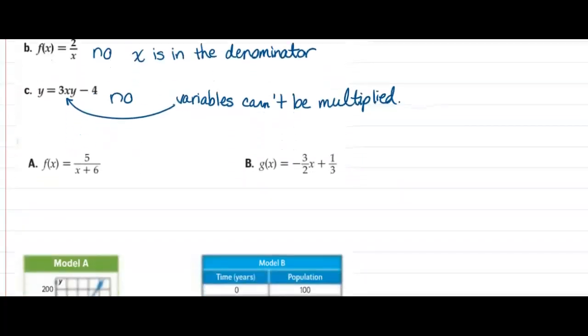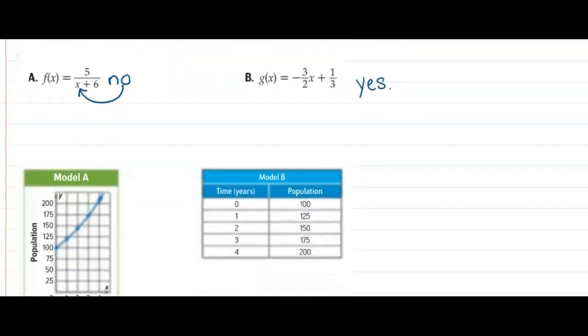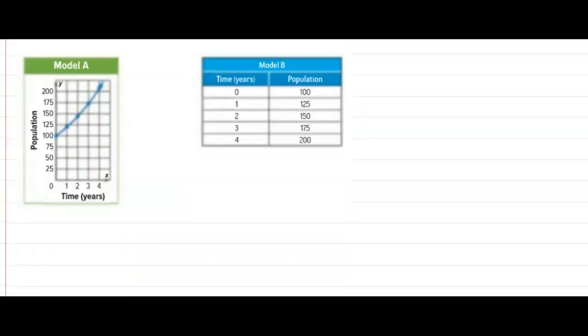All right, how about this one? No. x cannot be in the denominator. In this last example, yes, it satisfies all of our requirements. This would be y equals mx plus b, where b is 1/3 and m is negative 3/2. Those are real numbers.